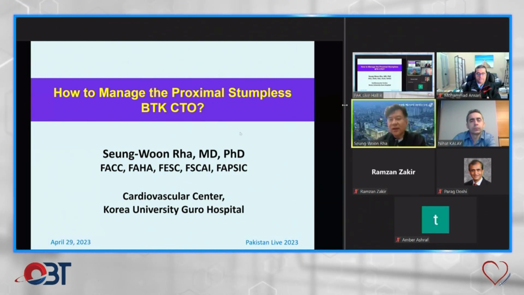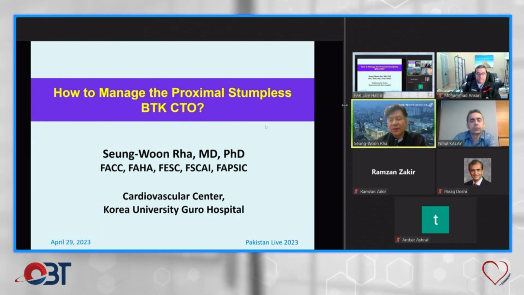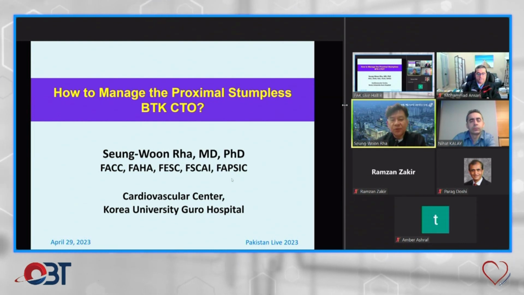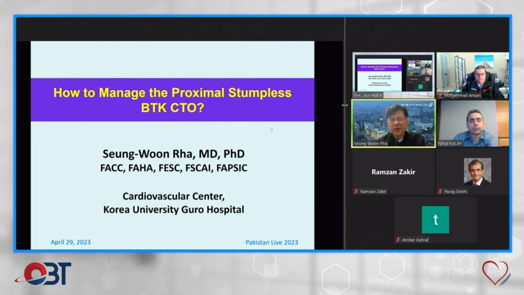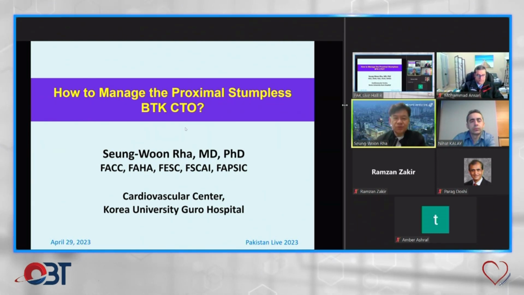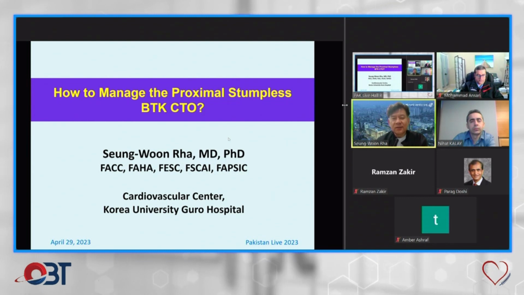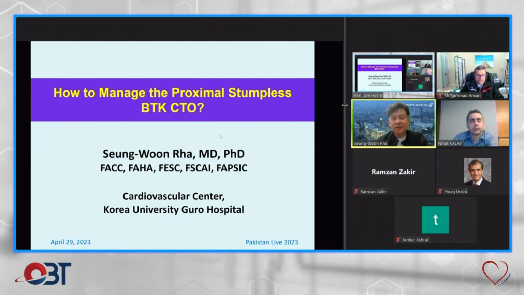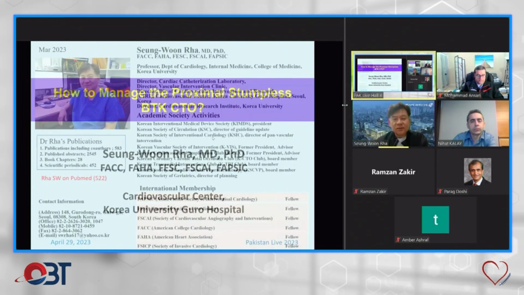The chairman, Dr. Ali, stayed in my institute for more than 1 year as an international visiting fellow. It is my pleasure to be at this meeting. I remember the Pakistan Live, I was in Islamabad before with Dr. Ali. It was a pleasant memory for me. I hope I can be there in person in the future. We want to see you next year.